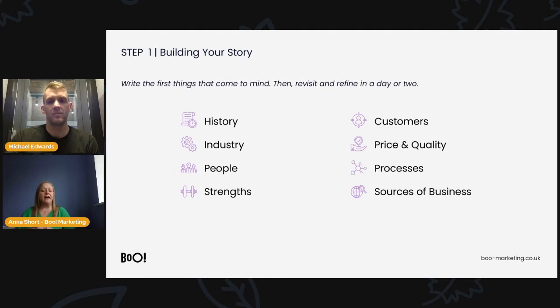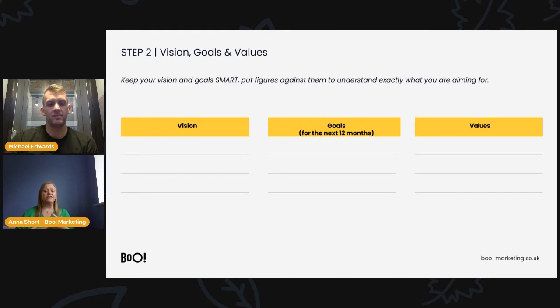And then finally, what are the sources of business? Where's your main business coming from at the moment? Where do you get most of that from? So note those down. If it's referrals, word of mouth, networking, or you've got some advertising in place, note down those sources.